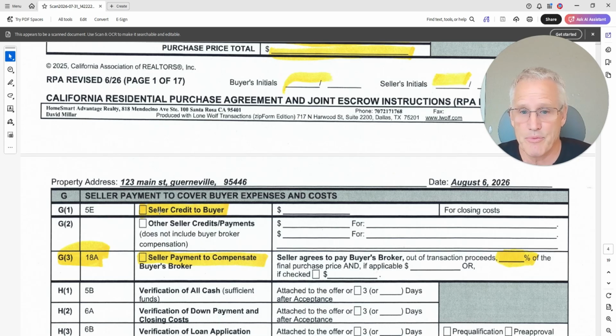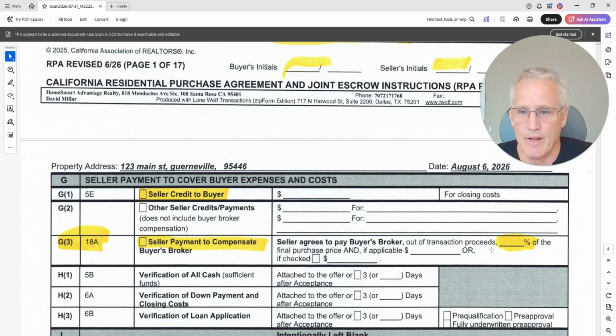The next item, G3, is a big item. It's super important that you make sure that you look at G3. It's called the seller payment to compensate. That is where the buyer's agent asks the seller to pay them a commission. So generally, again, the industry standard out here for buyer representation right now is 2.5%. It is completely negotiable. So for that item you have to know what percentages are being written in there. Generally, if you want to get your offer accepted, people write 2.5%, but you can write anything you want in there. That is 18A, seller payment to compensate buyer's broker.